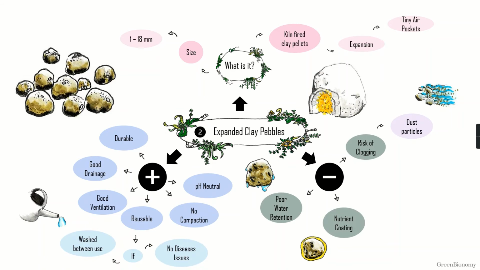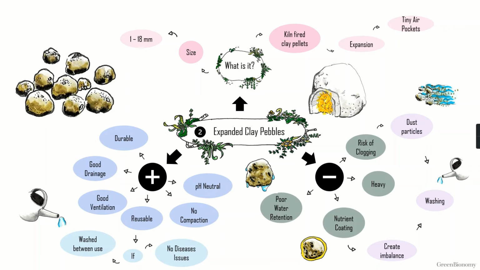So when you want to reuse it, you should wash it between the use to remove that coating. This coating, if you're not careful about it, can create an imbalance in your nutrient solution. So the solution for both, for dust particles and the nutrient coating, is just to wash the media.